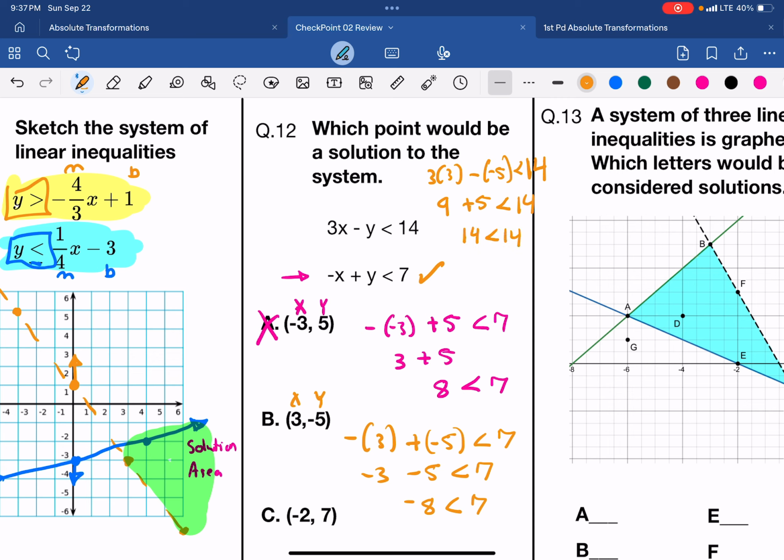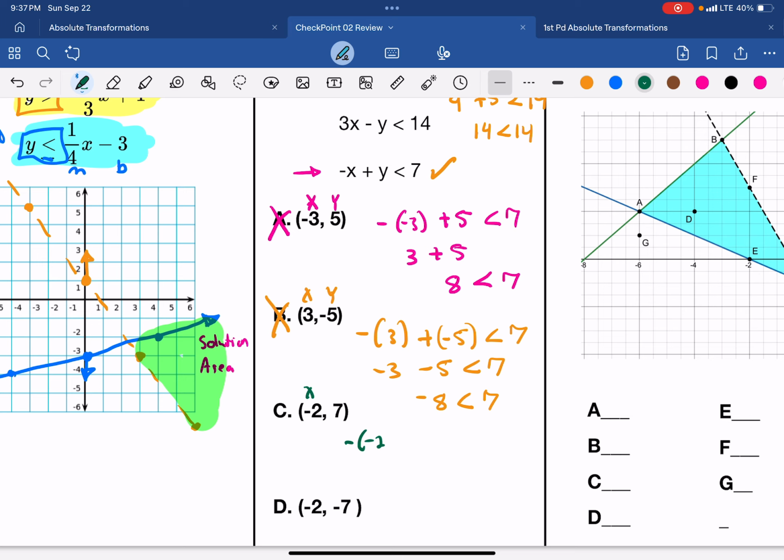Now we're gonna go to C. I'm still gonna plug into that first one because I think that one's easier. So I'm gonna say -2. You don't know what I'm talking about? I'm talking about this one, right? Replace the y with a 7. -2, negative, it's a +2. 2 plus 7. 2 plus 7 is what? 9. Oh, 9. What? That's supposed to be a 7. Is 9 less than 7? No. So by default, the answer should be D.